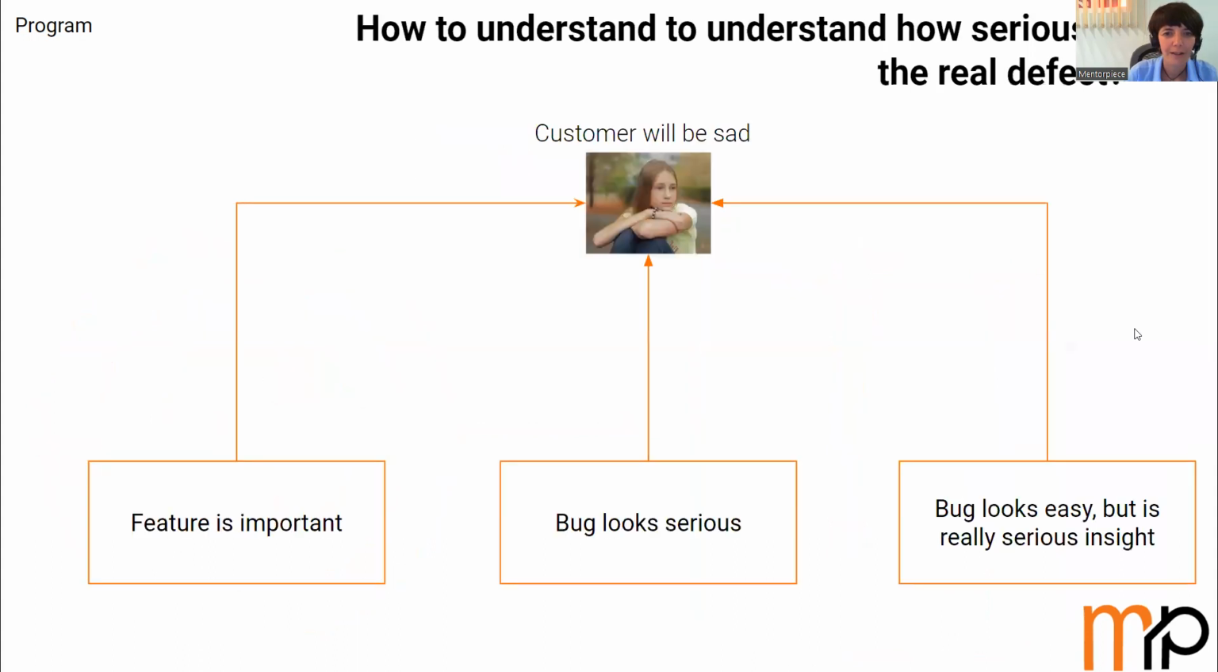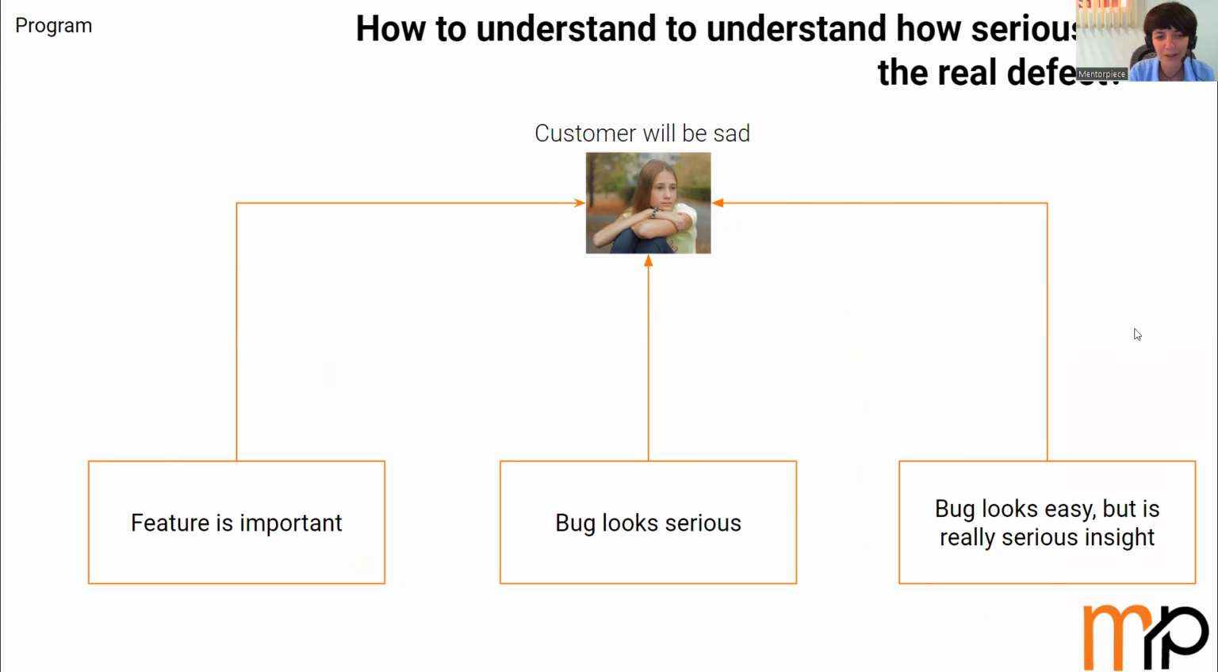Okay. So how to understand? To understand, I have a defect here. How serious is the defect? The customer will be sad anyway, but could be more or less sad about this defect.